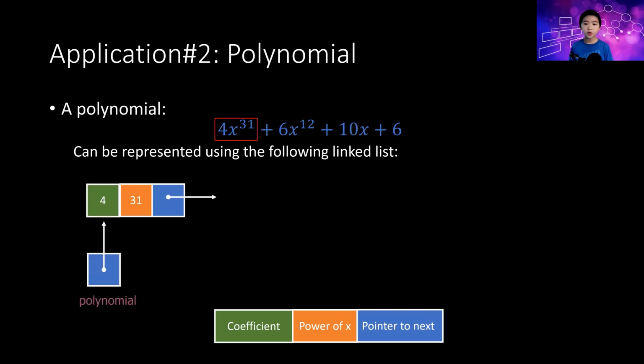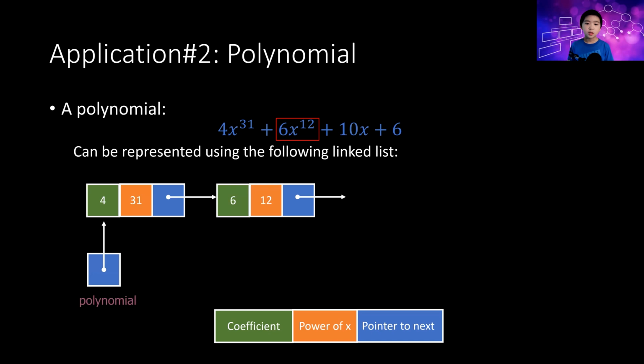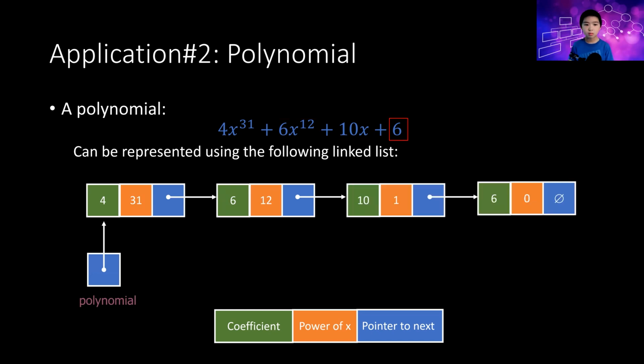We create the first node from the first term from the polynomial. In this case, the coefficient is 4 and the power is 31. Then we create the second node from the second term, and so on. Therefore, we create a compact representation of polynomials.